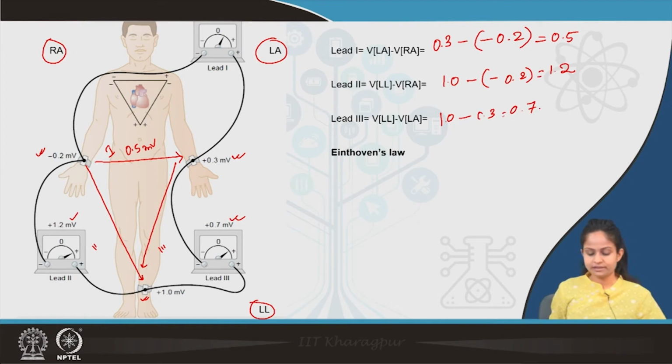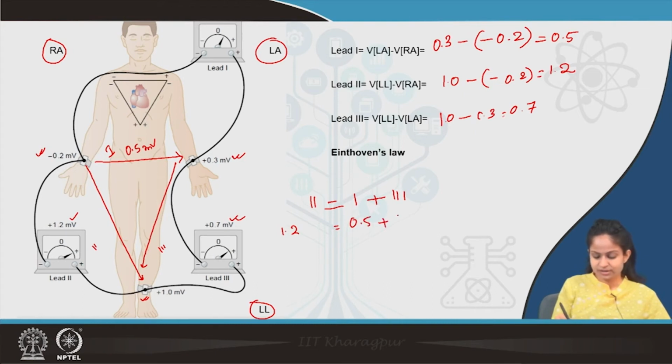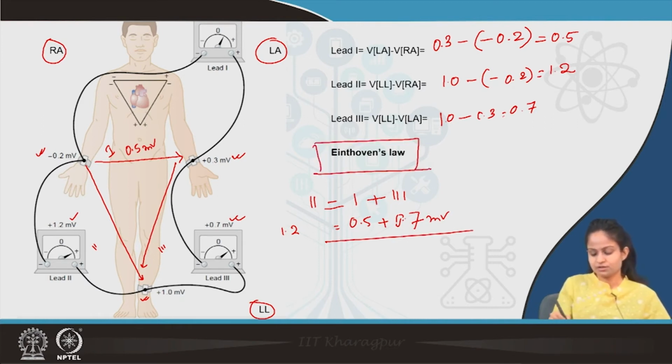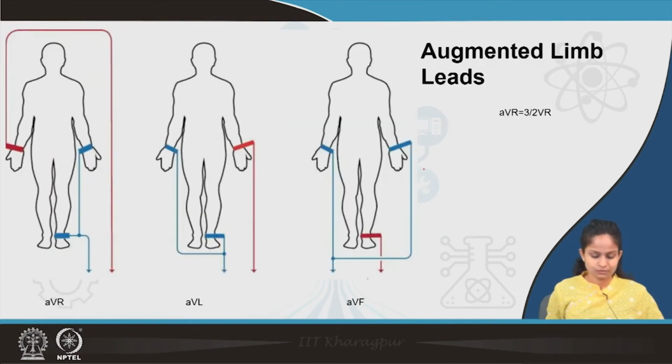So, you can see over here that lead 2 is equal to lead 1 plus lead 3. Lead 2 is having 1.2 millivolt, lead 1 is having 0.5 and lead 3 is having 0.7 millivolt. So, this is nothing but your Einthoven's law. That means the vectorial summation of the potential differences of lead 1 and lead 3 is equal to the lead 2 voltage. So, this is your Einthoven's law.